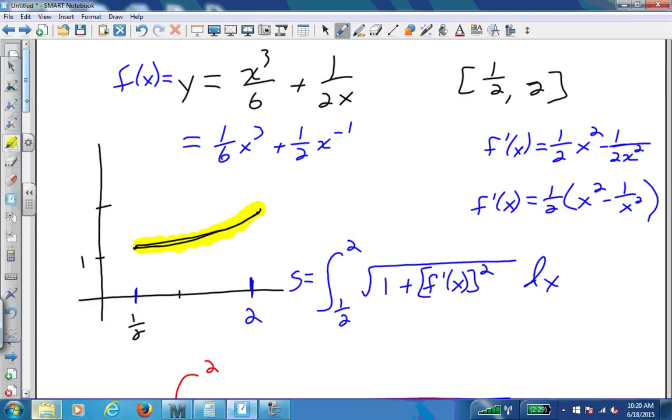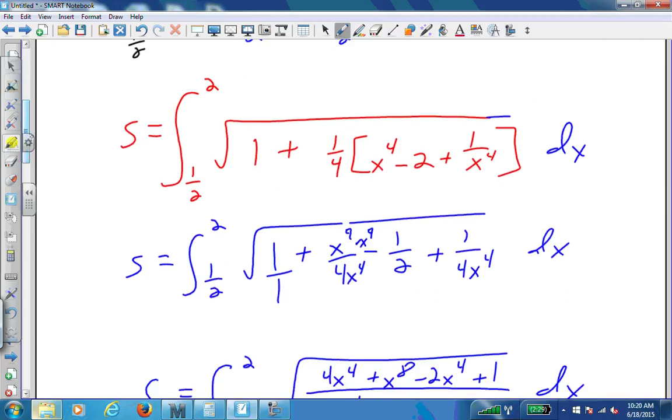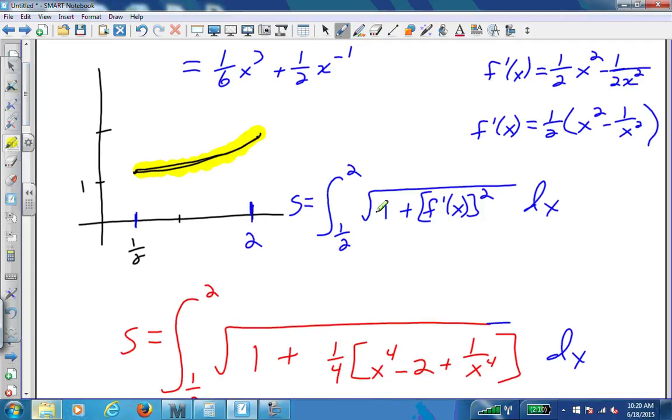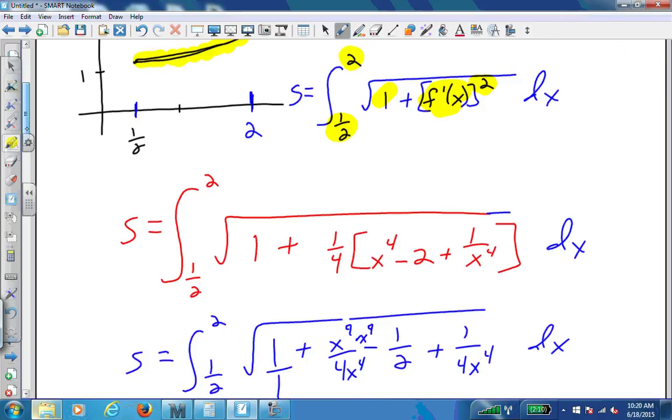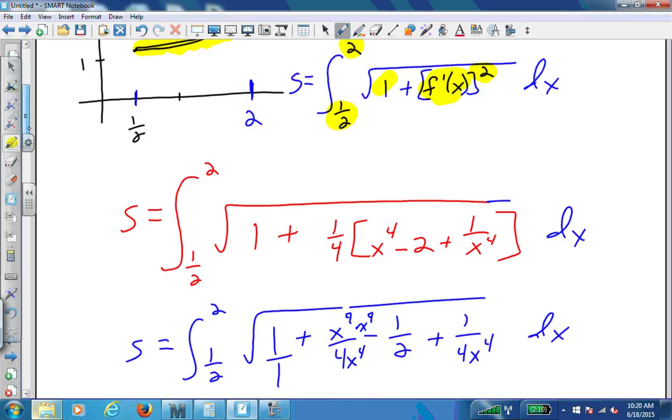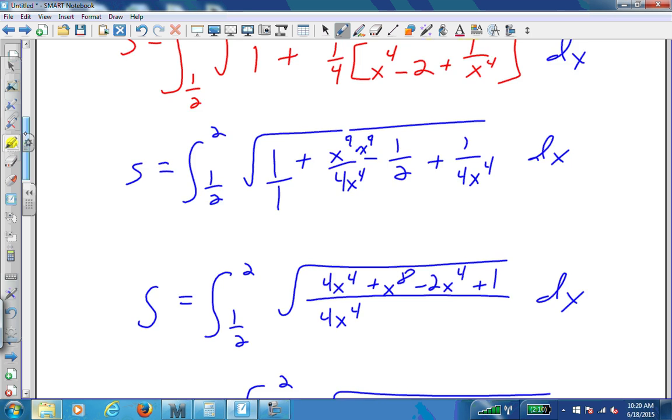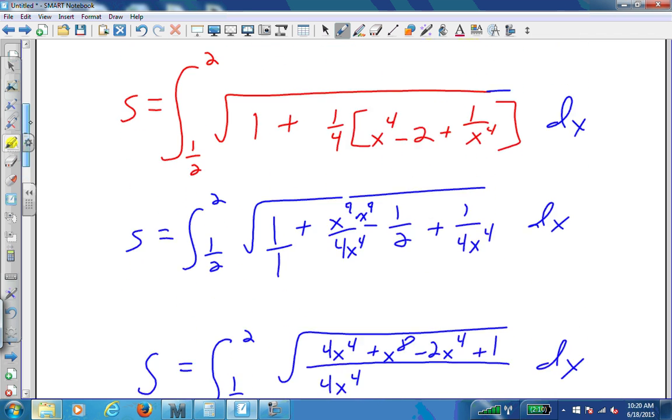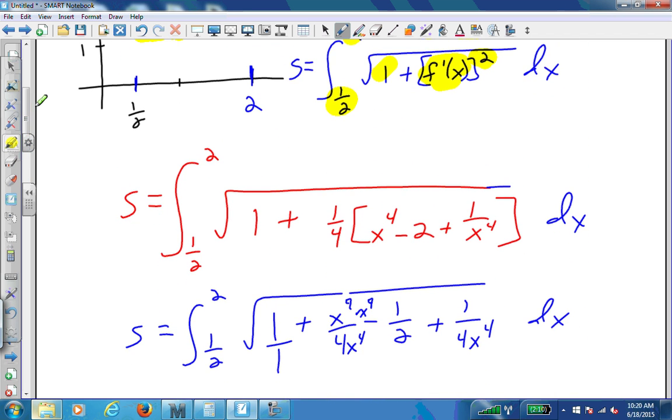So the simplification was a little messy, but it was all the integral of the square root of 1 plus our derivative squared from the left side to the right side. So the messiest part here is not necessarily coming up with our formula, our integral. The messy part here is just going to be integrating. So take your derivative, then square it.